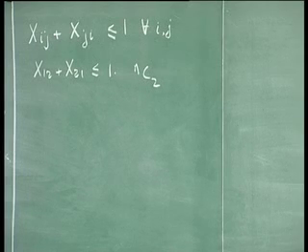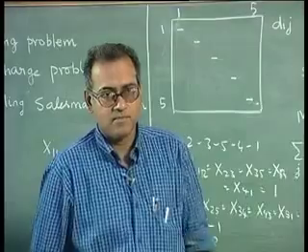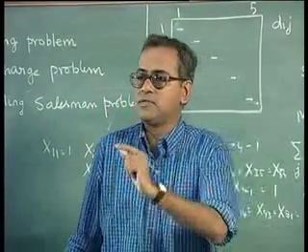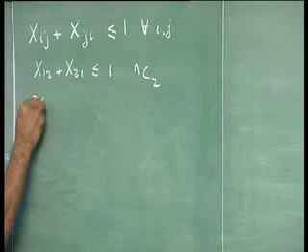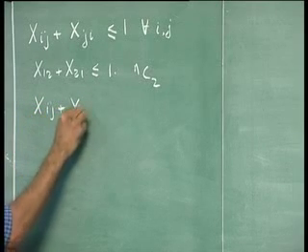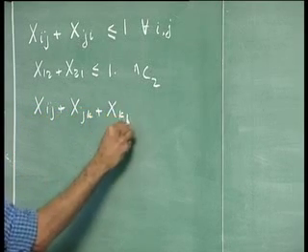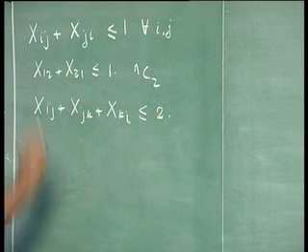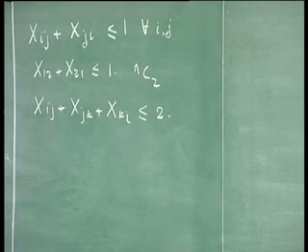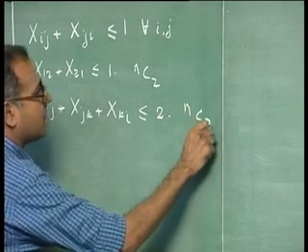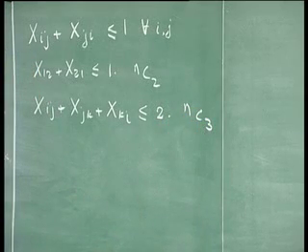Now go back and look at subtours of length 3. When I have to eliminate subtours of length 3, I have to put xij plus xjk plus xki less than or equal to 2, which means I will have NC3 constraints, because ijk can be chosen in NC3 ways. I will have another NC4 set of constraints. So the number of constraints becomes exceedingly large. But let us try to do something else.